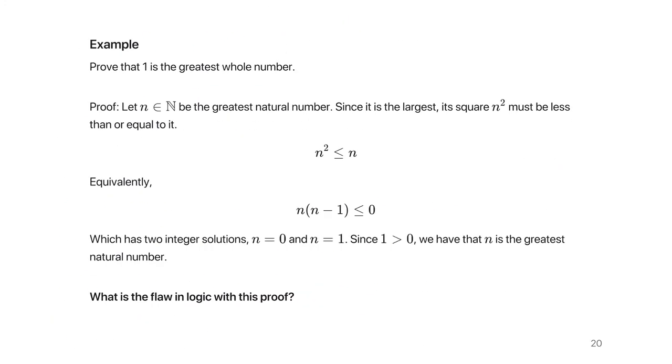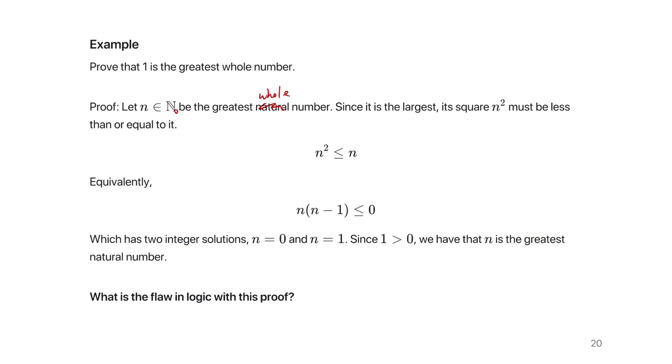And then lastly, here's an interesting one that I found on a memes page. Let's prove that 1 is the greatest whole number. This should say whole. Let's assume that n is a whole number and that it's the greatest whole number. Since it's the largest, its square has to be less than or equal to it. Makes sense, right? If it's the largest number, any function you apply to it has to be less than or equal to it, right?